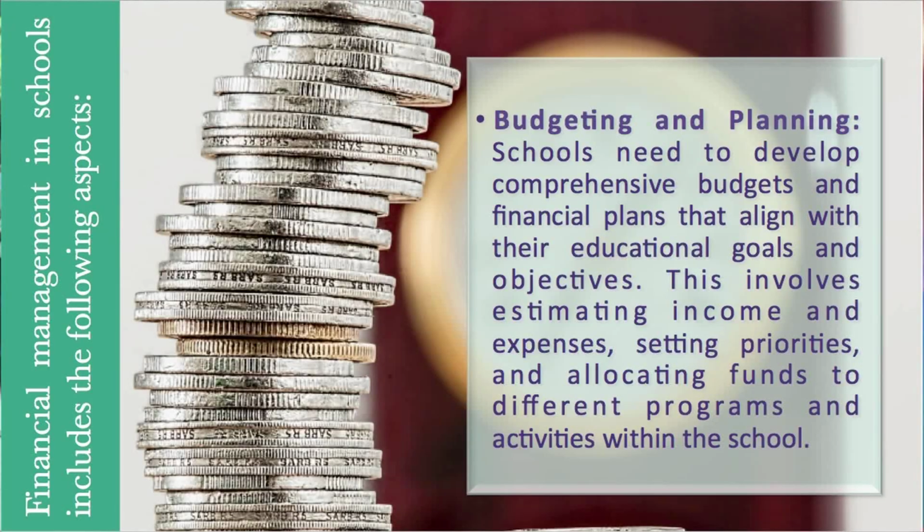First one is budgeting and planning. Schools need to develop comprehensive budgets and financial plans that align with their educational goals and objectives. This involves estimating income and expenses, setting priorities, and allocating funds to different programs and activities within the school.